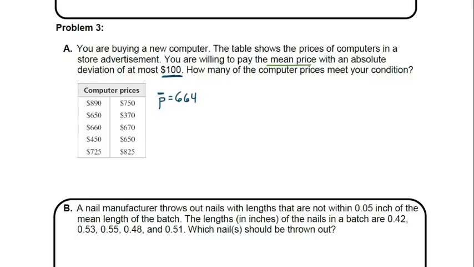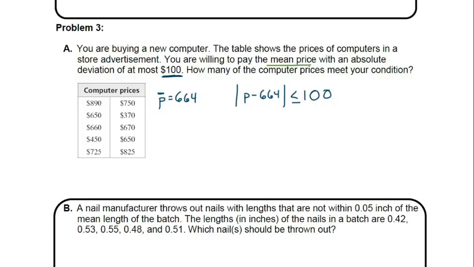So, if we wanted to build an equation out of this, or an inequality, I should say, it would be the absolute value of the price minus my average price, 664. I mean, that's that midpoint, that's that average. Alright? And we want to be within $100 of it. So we need to be less than or equal to 100. And it says at most, so 100 is part of it. If it says less than 100, well, then we need less than 100. But that would be our equation.